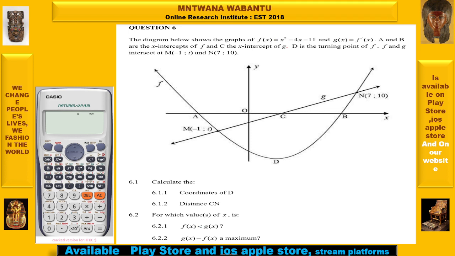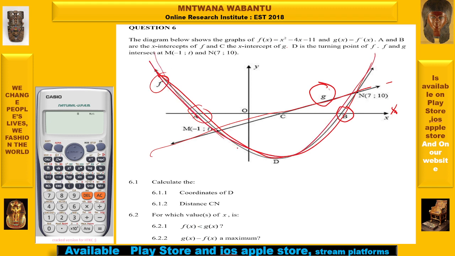Now, let me break it down quickly, and after that we get done with the question, okay? We start with the question. So here, look, this is the x-axis. Any coordinate which cuts at x, we call an x-intercept, meaning B is an x-intercept and A is an x-intercept of the graph of f. This is f, and this line here is the straight line equation of g. And this is a parabola.